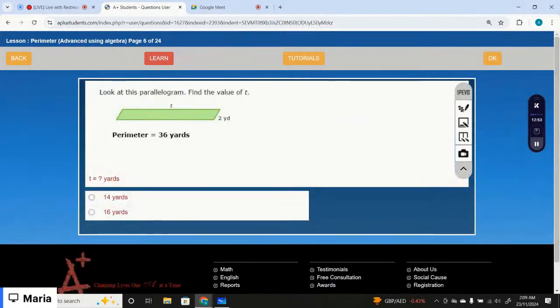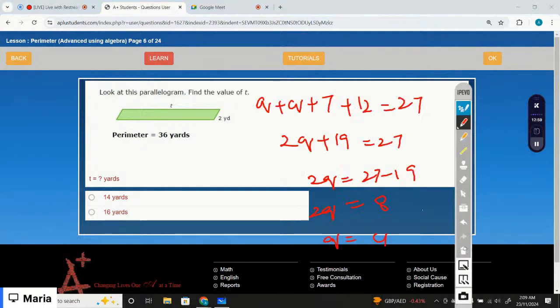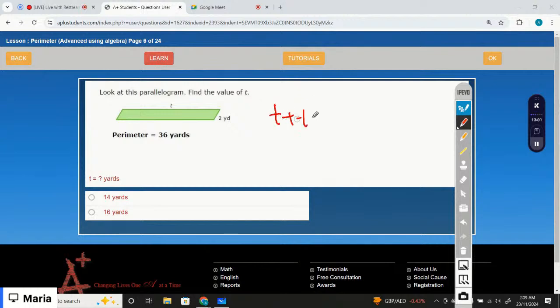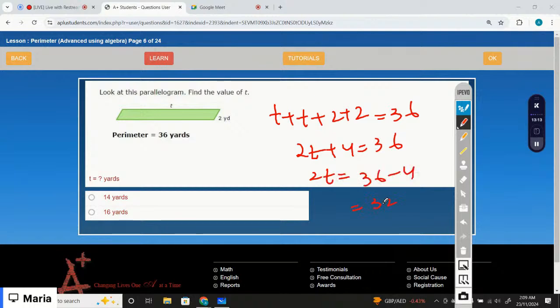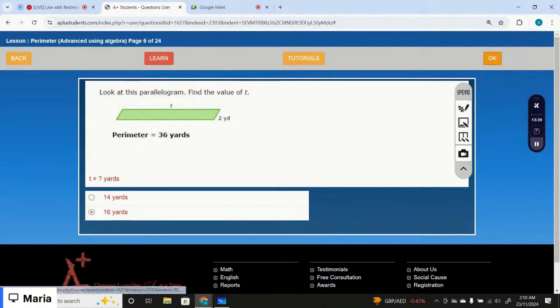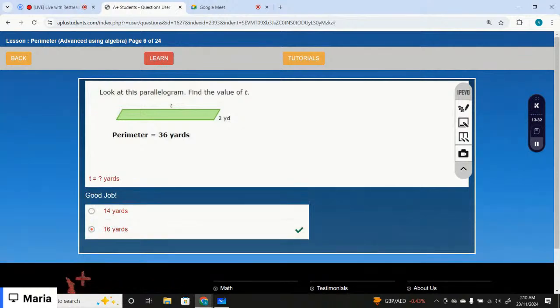Look at this parallelogram, find the value of t. So you have to calculate the value of t, that is t plus 2 plus 2, that equals 36. So 2t plus 4 equals 36. 2t equals 36 minus 4, that is 32. So 2t equals 32 and t equals 16. The correct option is 16 yards. Option number 2 is the correct option.